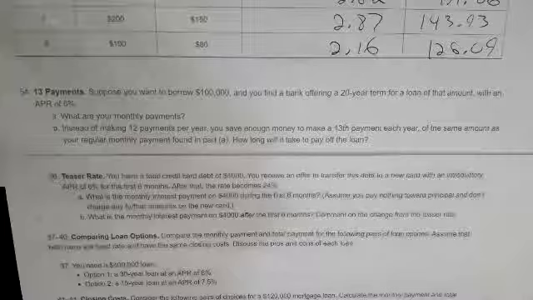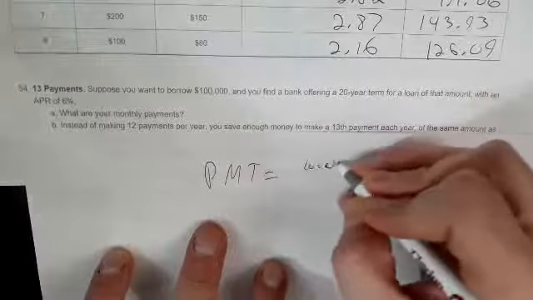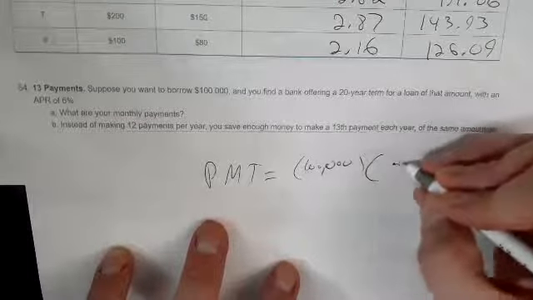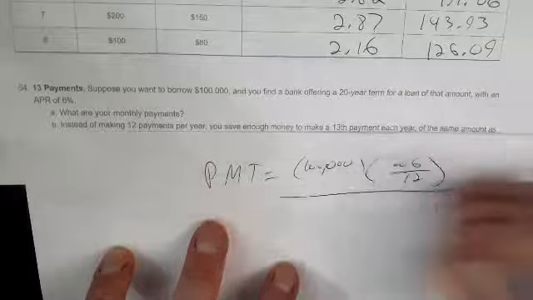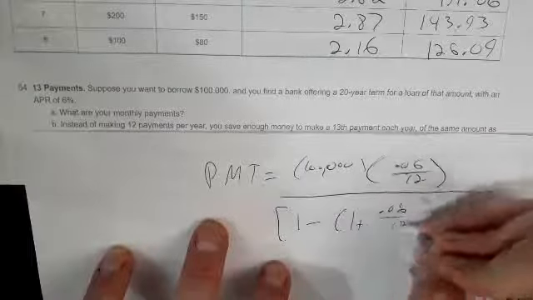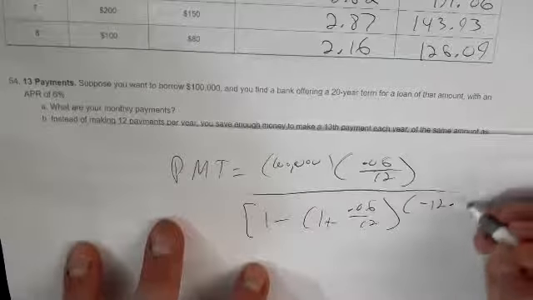All right, so I'll figure out the monthly payment, and then one more monthly payment. So 100,000. We have an APR of 6%, divided by 12. This is 1 minus (1 plus 0.06 over 12) to the minus n times y, which is minus 12 times the number of years, which is 20.